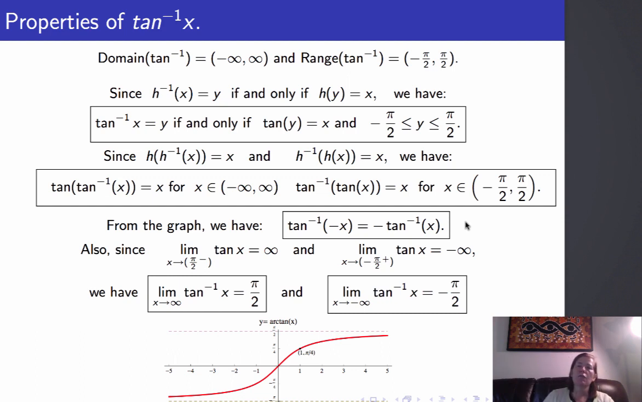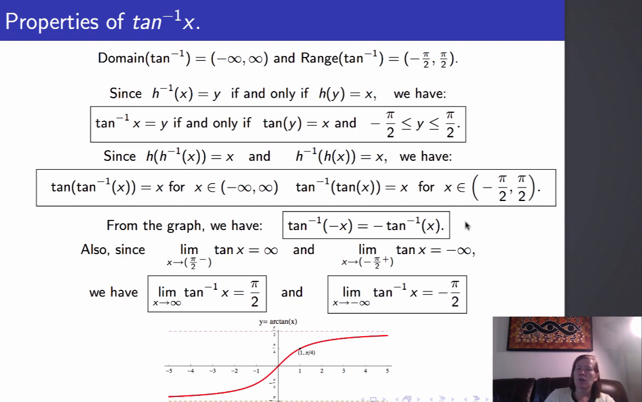Since h of h inverse of x is x and h inverse of h of x is x, we again have the two equations. Tangent of tan inverse of x is always x for any value of x, but tan inverse of tan of x is only x for x in the open interval from minus pi over 2 to pi over 2. And we also see that tan inverse is an odd function, so tan inverse of minus x is minus tan inverse of x, and this is very useful when we're doing calculations.